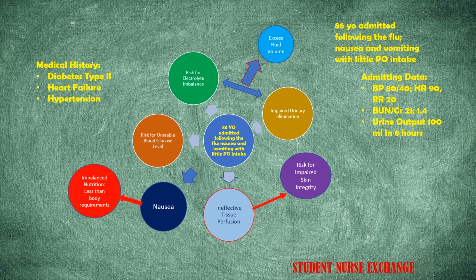Ineffective tissue perfusion. If we can get that blood pressure back up and really stop it progressing into acute kidney failure, then with IV fluids and being able to drink things, we should be able to see that blood pressure go back up and the heart rate normalize.